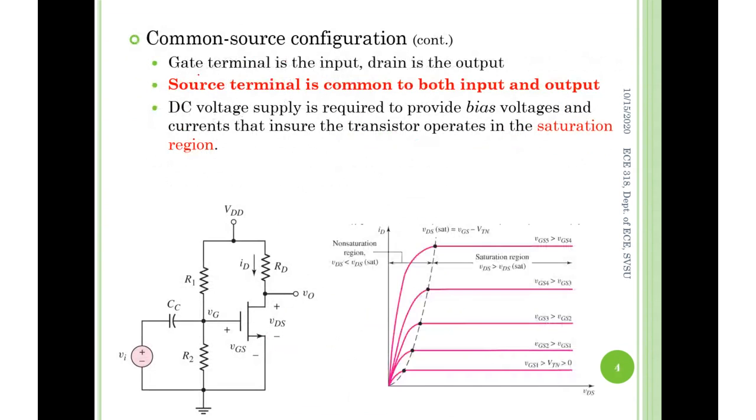Here is repeating that. Input, gate, output, drain. The common terminal is the source, the left one. And also here is emphasizing once again, your DC supply is required to provide bias voltage and current. In other words, just locating your operation point into the saturation region so that you're able to work as an amplifier. Otherwise, you are nothing more than a switch.